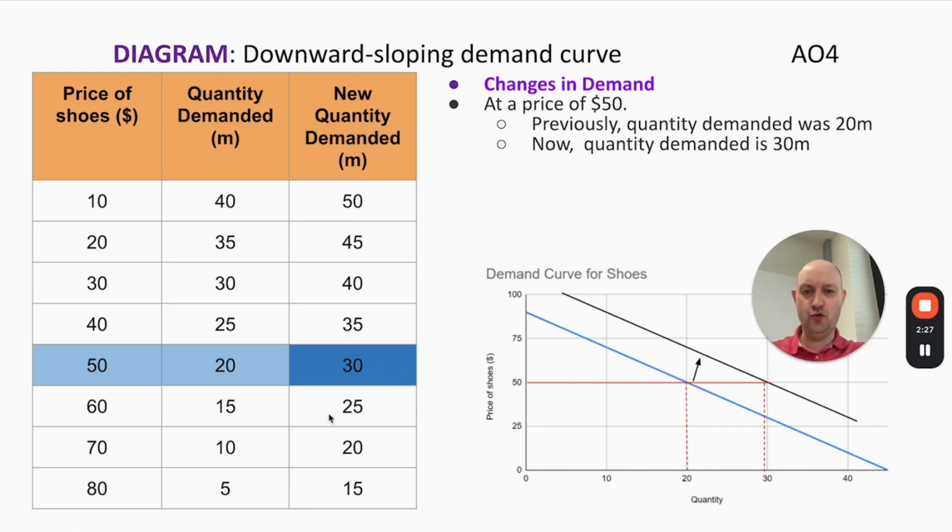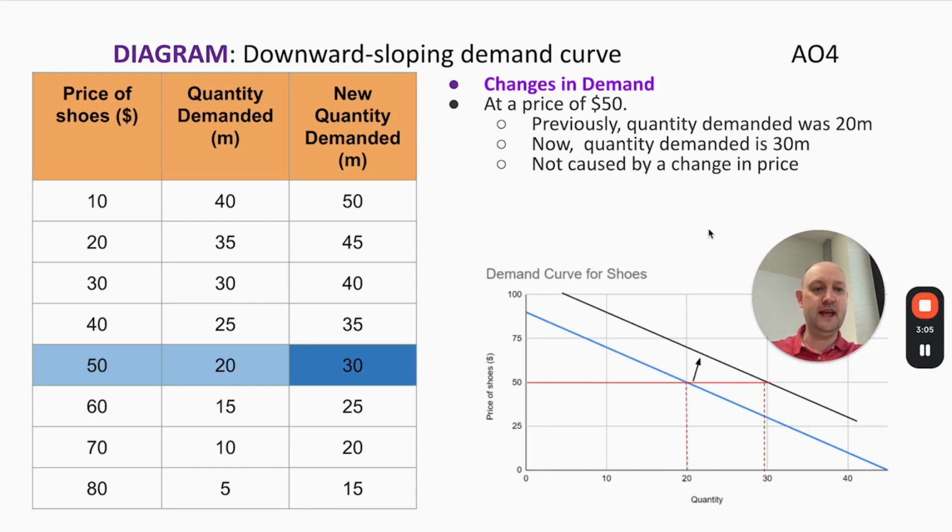And what we can do is draw this new demand curve over here, and we're going to get the black line. You can see that at every single price, at a price of 10, it's gone from 40 to 50. At a price of 20, it's gone from 35 to 45, etc. So the whole curve has shifted outwards, and at every single price, the quantity demanded has increased. For example, at a price of 50, quantity demanded was 20 million. Now it's 30 million. So if we go across from 50 to the black curve, we get a quantity demanded of 30 million.